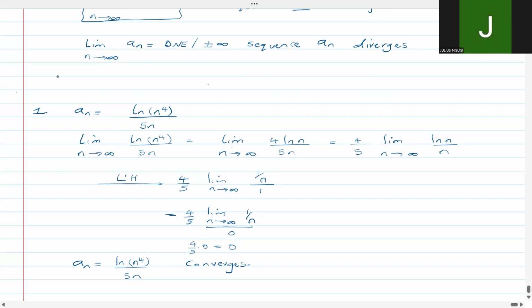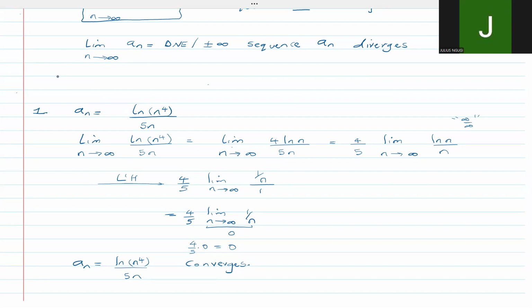We find that by inspection, natural log of n over n, as n becomes bigger, we have infinity over infinity. So that means it's indeterminate. So that means we have to use L'Hopital's rule, which we discussed in the previous sessions.